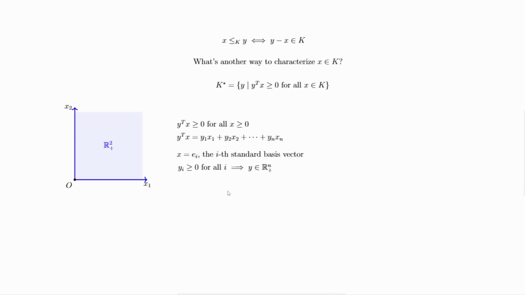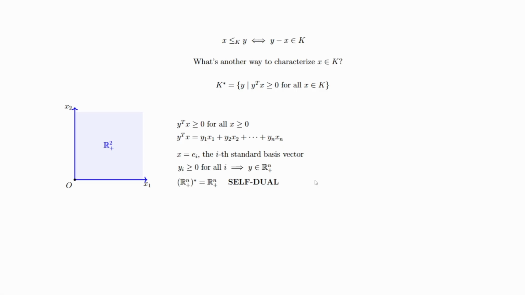So what this means is that if you multiply y transpose with x, which in this case is the ith standard basis vector, you simply get the component of y corresponding to the ith standard basis vector, so that's just yi. And since we require y transpose x greater than 0, this means that yi must also be greater than 0 for all i. And wait a second, this is exactly the definition of y, the vector, being in the positive orthant as well.